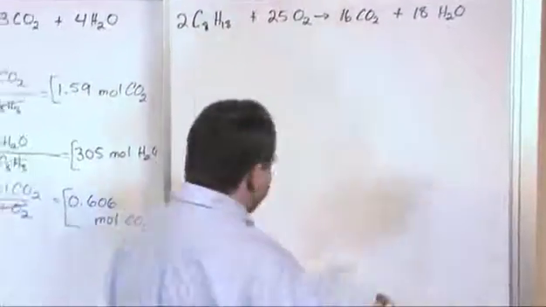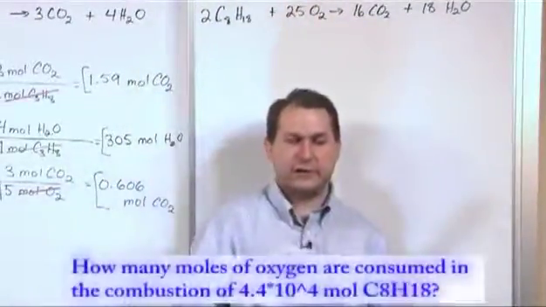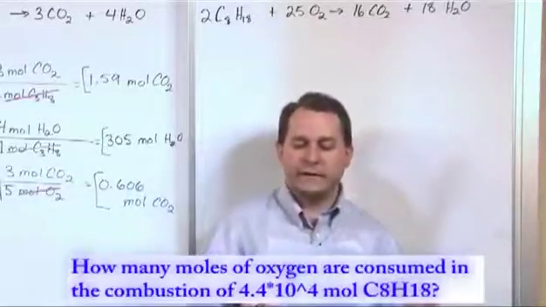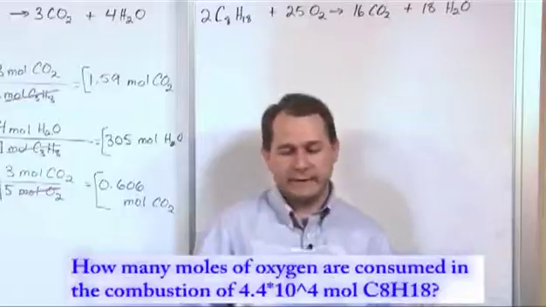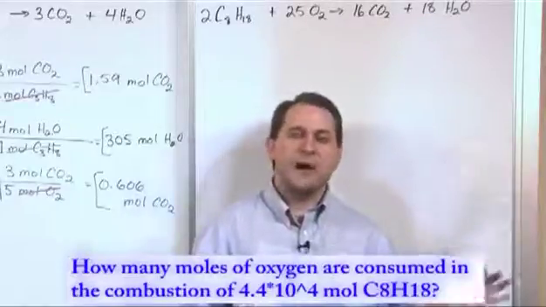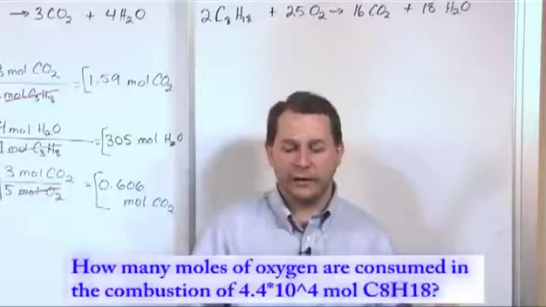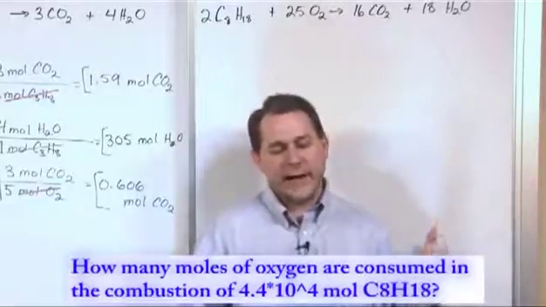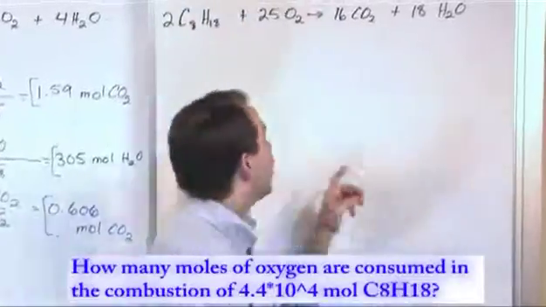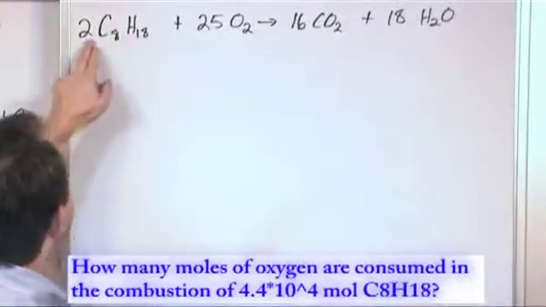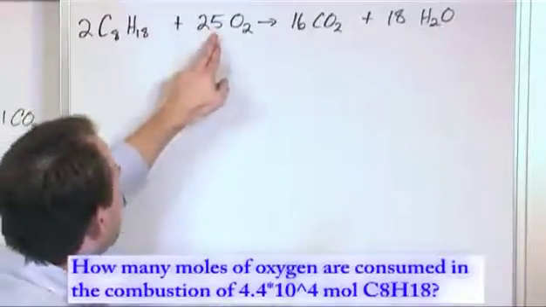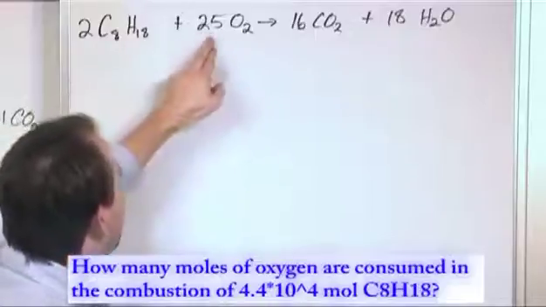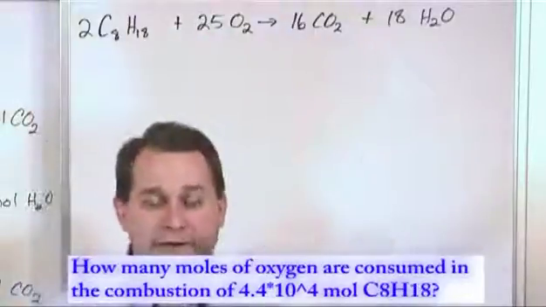So the question says, how many moles of oxygen are consumed in the combustion of 4.4 times 10 to the 4 moles of this octane? We're given how much octane, which is the fuel, we're starting with, and we're asked how much oxygen is being consumed. This is the reaction here, and we know the ratio. We know that just a little bit of octane burns with a whole lot of oxygen, because for every 2 moles of octane, we actually require 25 moles of oxygen to do this reaction.